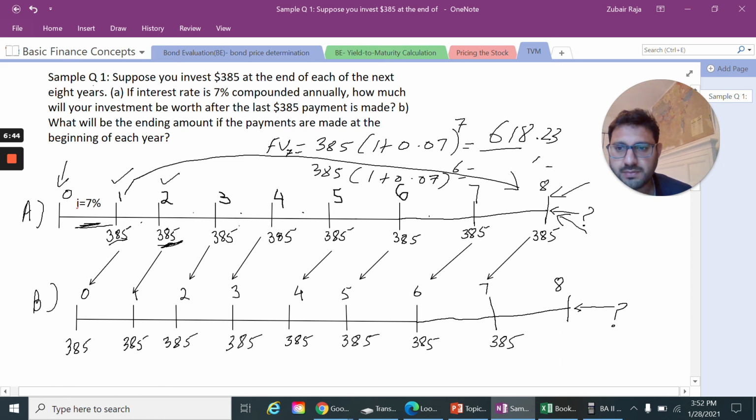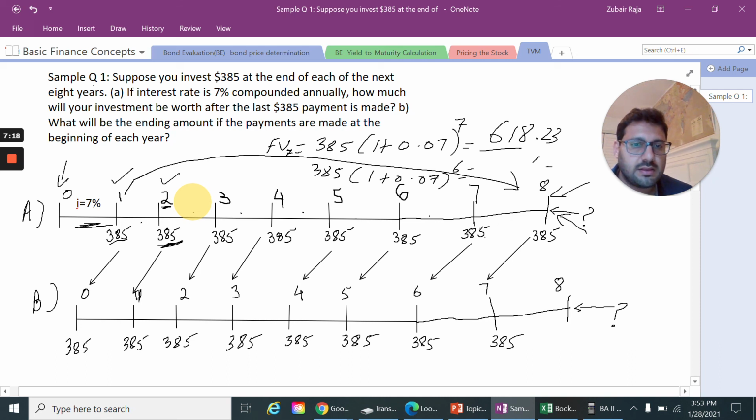So for example, these arrows are showing that in scenario B, instead of the first cash flow happening at the end of the first period, it is happening at the end of period 0, meaning right now, right? Over here, this arrow is showing this thing. The second cash flow, which was happening at the end of the second period, actually is happening at the end of the first period in case of annuity due, right? This is part B of this question.